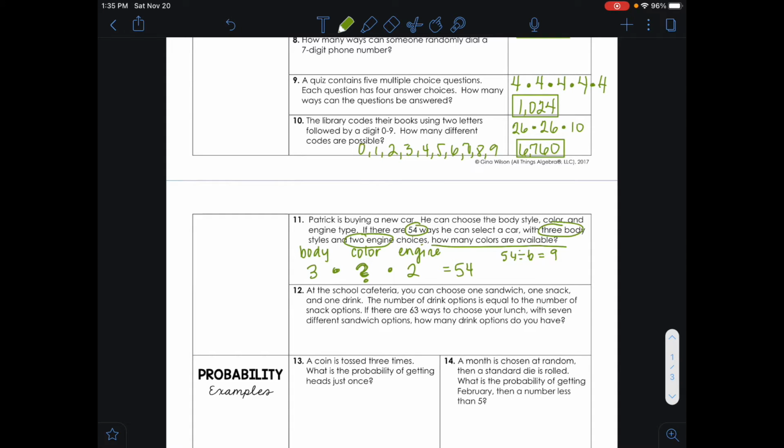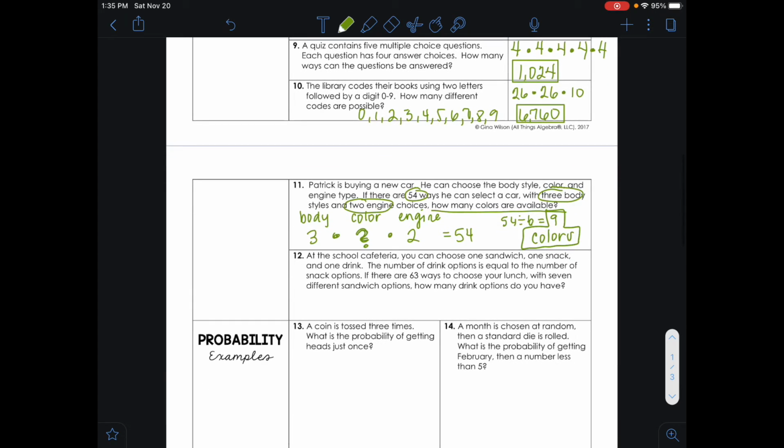Okay, we get 9. And all right, so there's 9 different colors that Patrick can choose from.